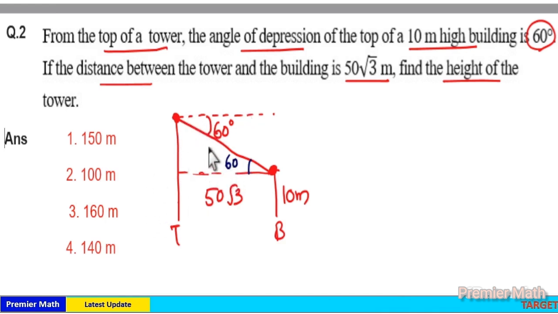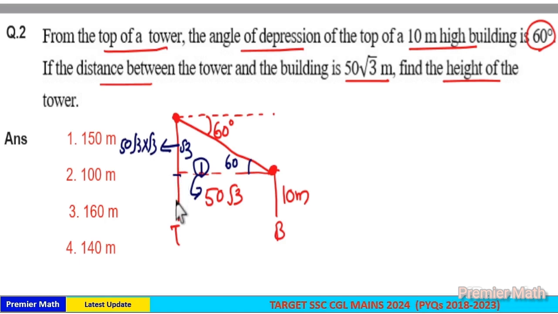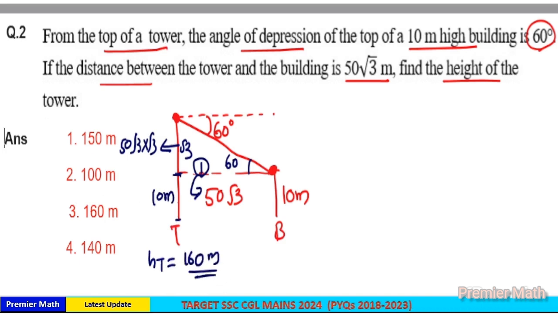Now tan 60 is equal to root 3, which means the opposite side and adjacent side are in the ratio root 3 is to 1. Now 1 part is equal to 50 root 3, which means root 3 parts is equal to 50 root 3 into root 3, which is 50 into 3, 150. And here this height is equal to 10 meter, which means the height of the tower is equal to 160 meter. Option 3 is your answer.